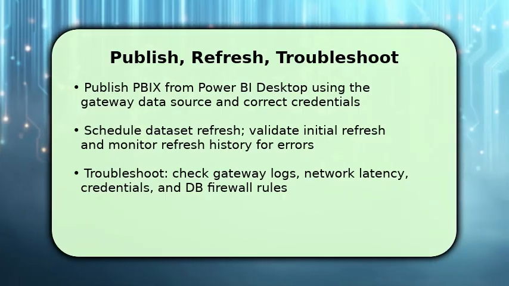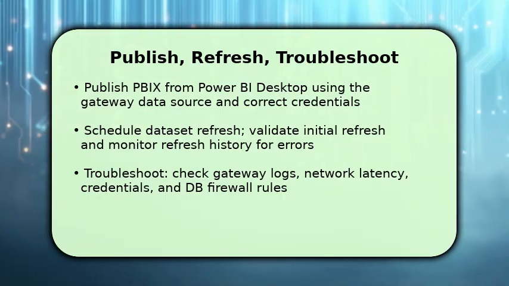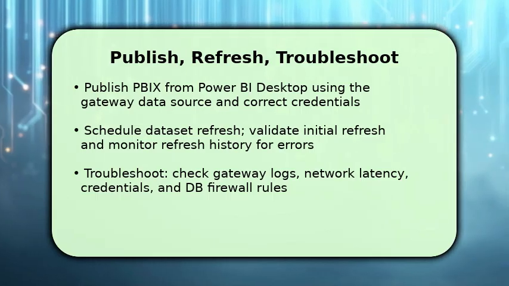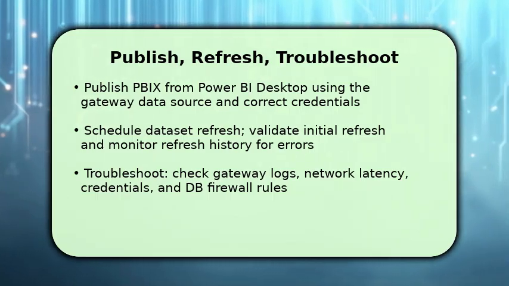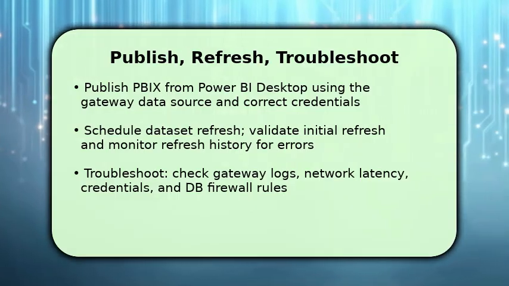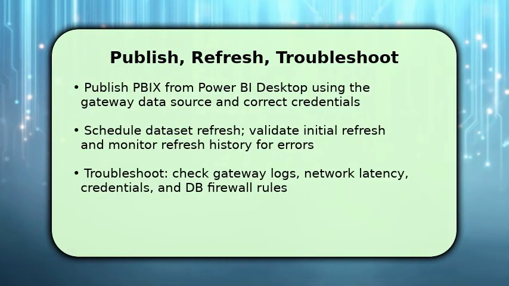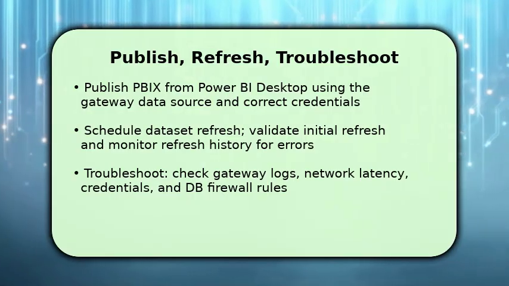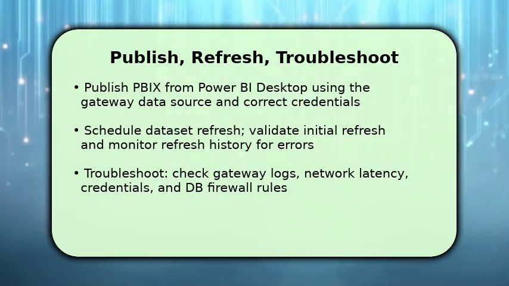If something fails, start troubleshooting. Verify gateway service is online, inspect gateway logs, confirm credentials haven't expired, and recheck firewall and network routes. A single troubleshooting tip: restart the gateway service and retry the refresh. This often clears transient connectivity issues.